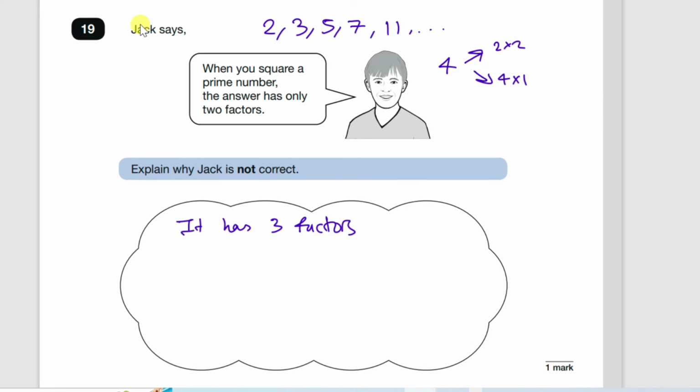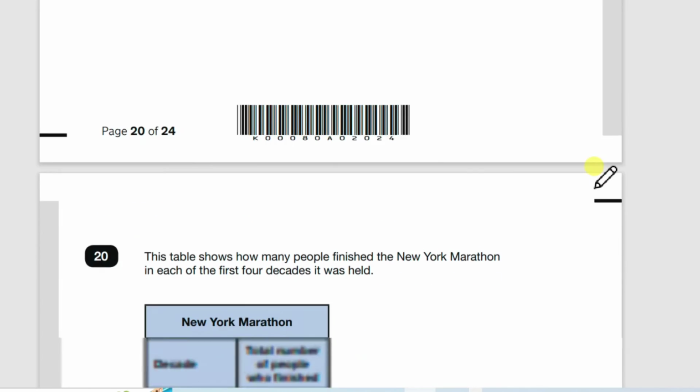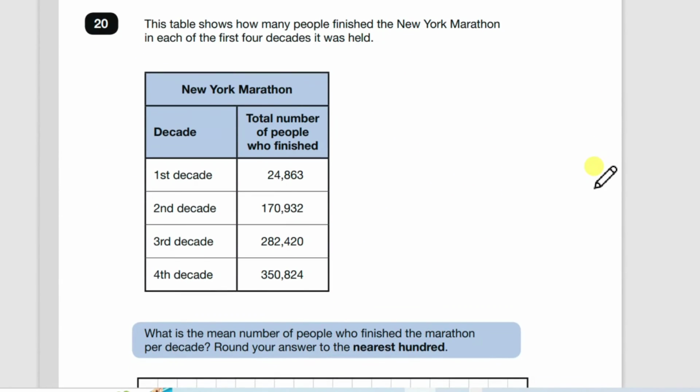Okay, and what are the 3 factors? So you can say they are 1, the prime number itself, and the number you squared it with, which is like 4, the square number. So it's good to be quite clear when you explain, as clearly as possible. That's it. That's fine. Okay, 20.